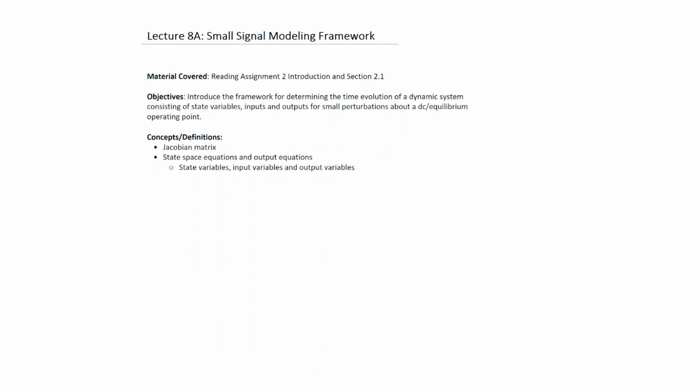The material for this lecture comes from Reading Assignment 2, Introduction, and Section 2.1. And as I stated, the objective is to introduce the framework for determining the time evolution of a dynamic system consisting of state variables, inputs, and outputs for small perturbations about a DC equilibrium operating point. The concepts and definitions coming out of this teaching module are: what is a Jacobian matrix, and what are state space equations and output equations, which consist of state variables, input variables, and output variables.